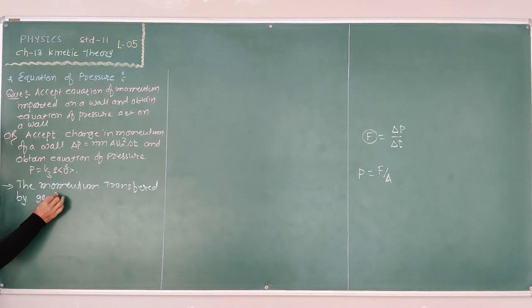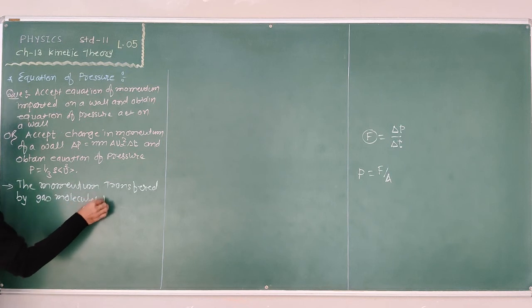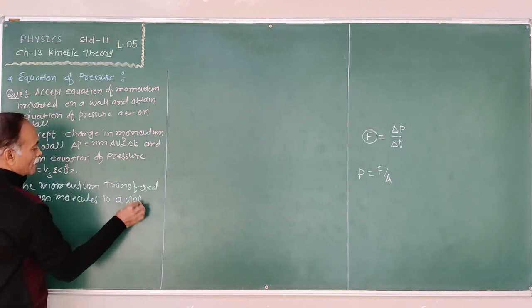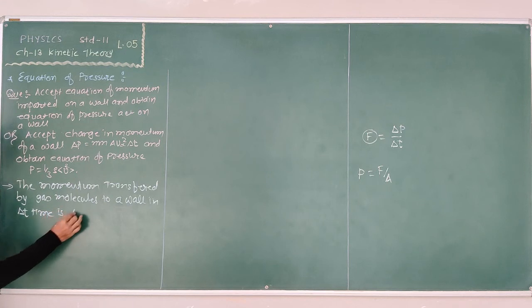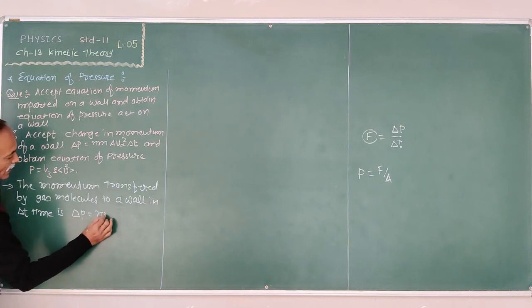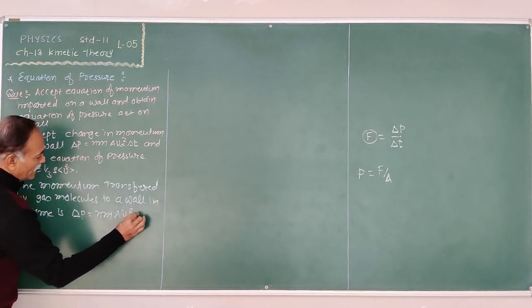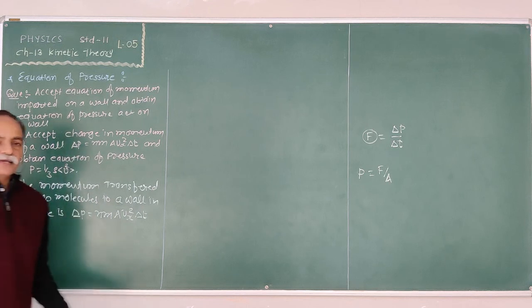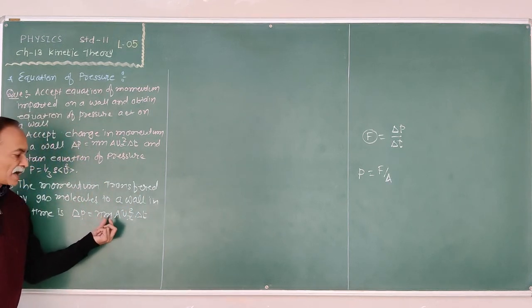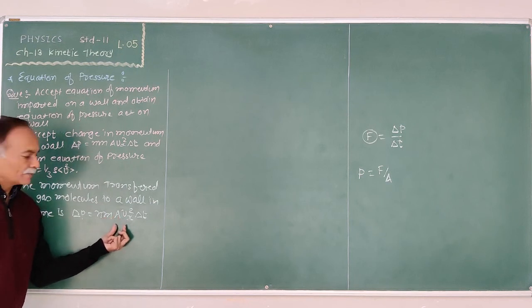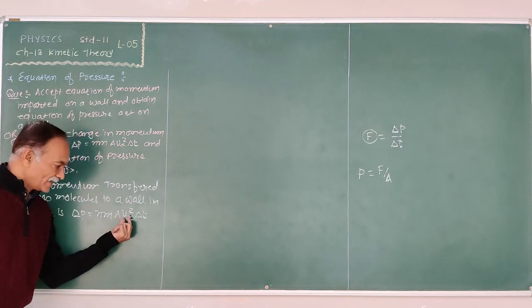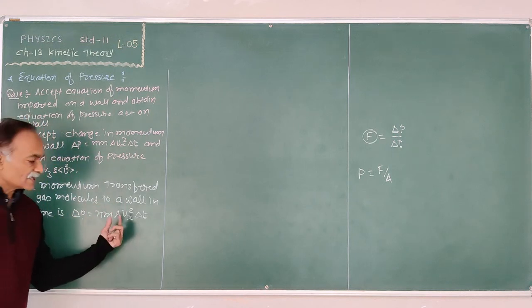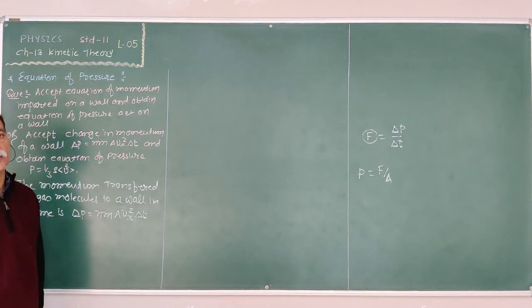Therefore, the momentum transferred by a gas molecule to a wall in delta T time is delta P equal to nmA Vx square delta T. Now what is n? n is the number of molecules per unit volume. m is the mass of a molecule. A is the area of the wall. Vx square is the square of the x component of the velocity of a molecule, and delta T is the time interval.